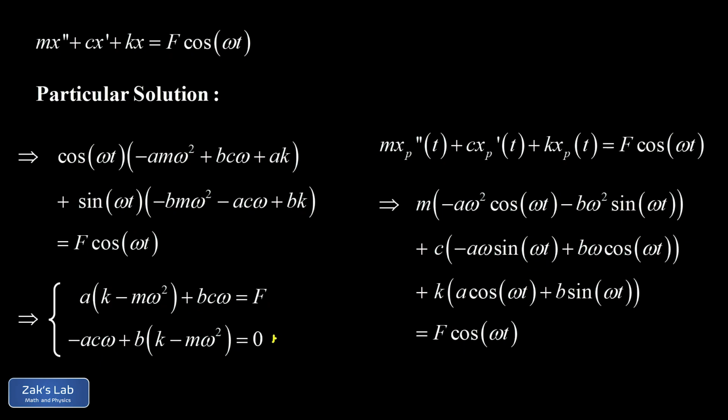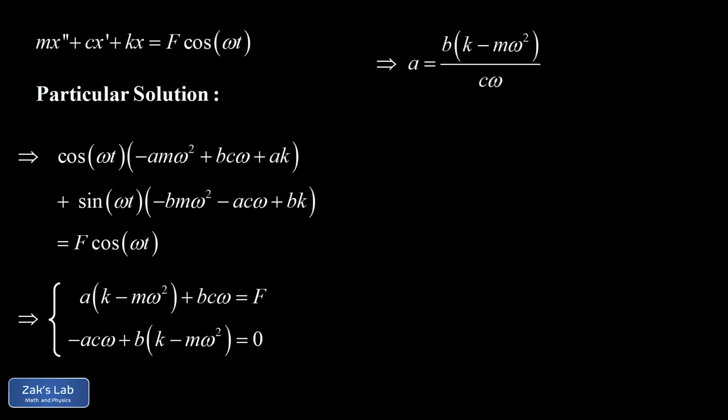The easiest thing I can think to do here is to look at that second equation. It's nice and simple because it has a 0 on one side. And we're going to solve for a in terms of b. So all we have to do there is add this a term to both sides and then divide by its coefficient. In other words, the c omega part. And this gives us a equals b times the quantity k minus m omega squared, all divided by c omega. So now we're going to replace the a in the first equation with this new expression. And so we're multiplying that a by k minus m omega squared in that top equation.